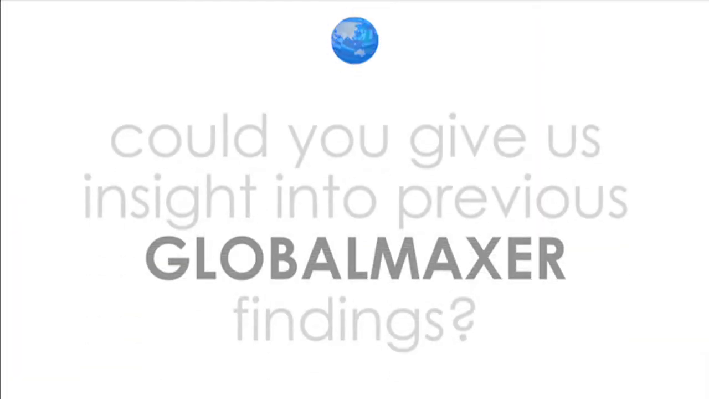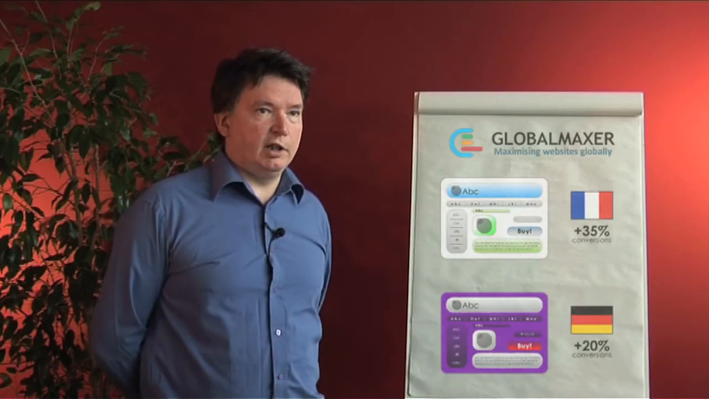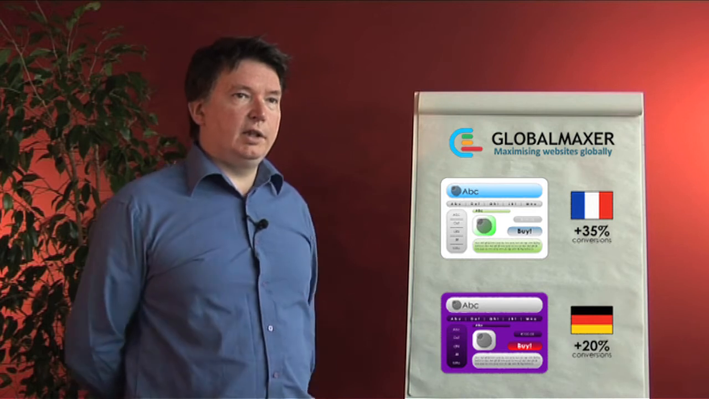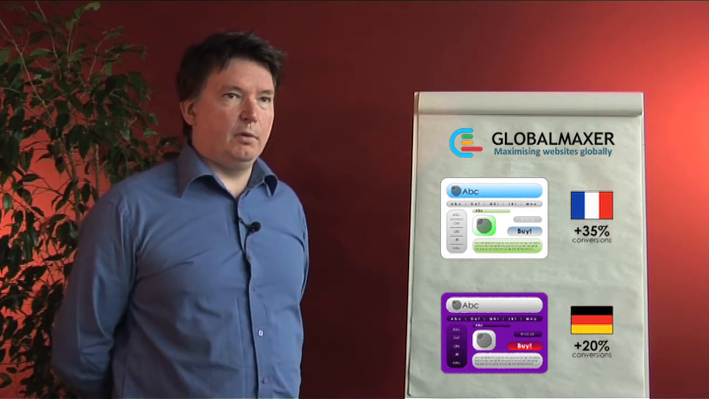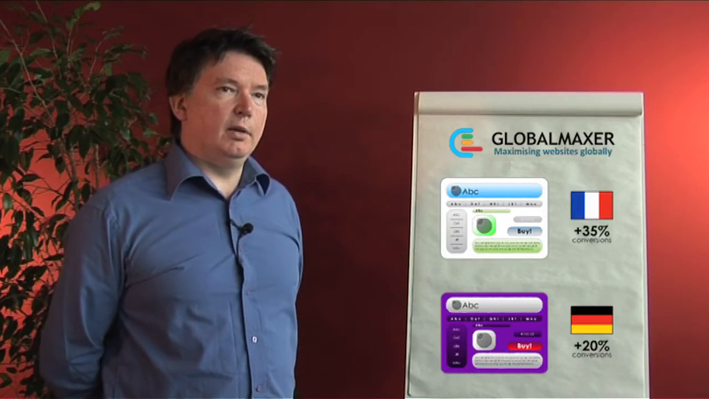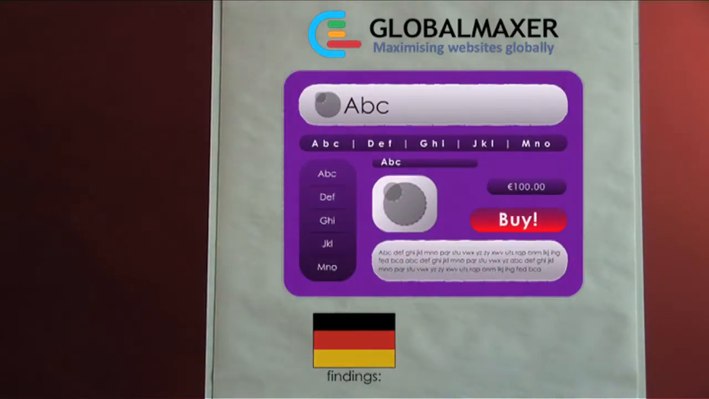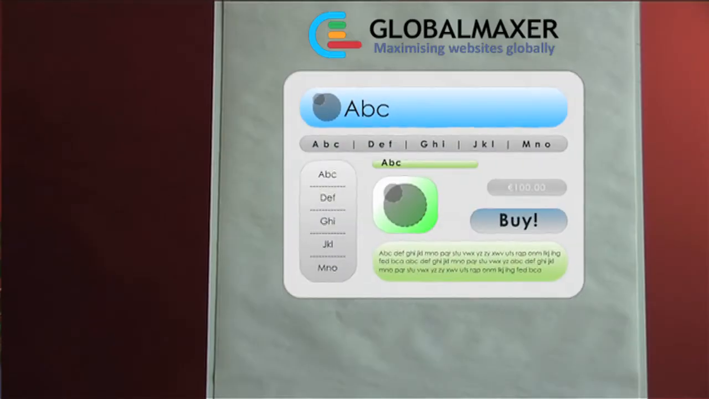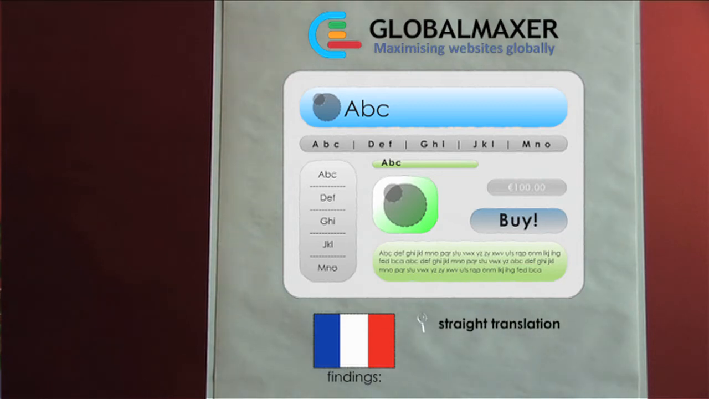Could you give us some insight into previous GlobalMaxer findings? Sure, there are some interesting findings that we found in some of the combinations that we're running around Europe. For this campaign here, we've been running for a travel company. It's interesting that in Germany the German users preferred the localized version of the text on the call to action button, whereas in France they were much more responsive to the version that was a straight translation.